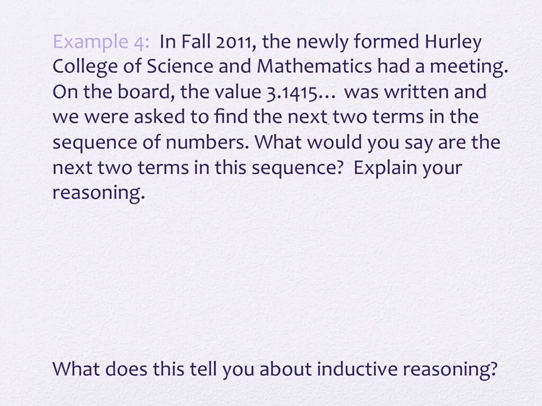But on the board, our dean at that time wrote this number, 3, and then had a decimal point, and then a 1, and then a 4, and then a 1, and then a 5. So this was written, and she asked us to write the next terms that come after that, okay?